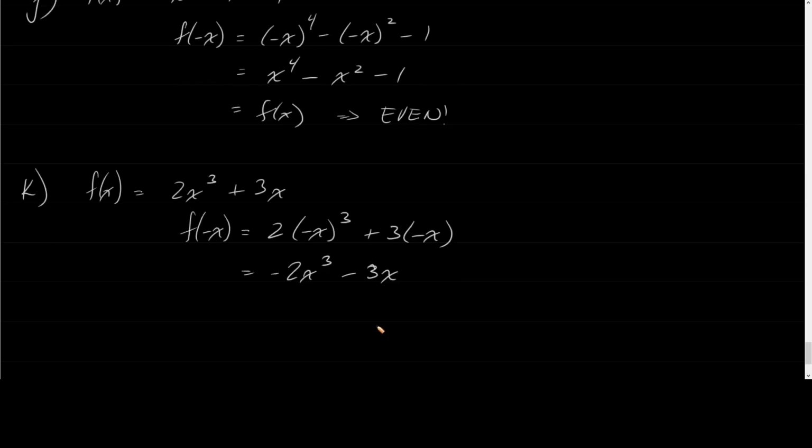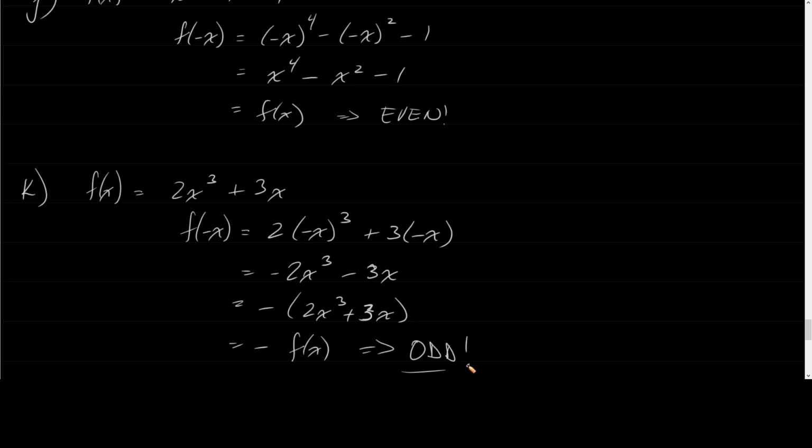Notice here that if I take out a negative 1, I end up with the negative of 2x cubed plus 3x, all right? And in here in parentheses, that's just my f of x, so I have the negative of f of x. So I started with f of negative x, and that showed me that I've got negative f of x, which tells me this is an odd function, all right?